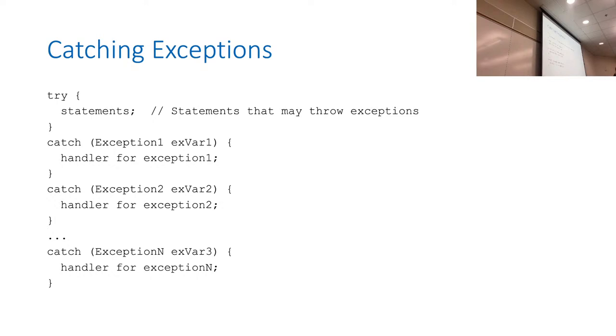The catch blocks, on the other hand, have specific exceptions. The idea is that you list which exception this block is catching. Okay? So you have to specify what exceptions you expect so that Java knows which ones to catch.